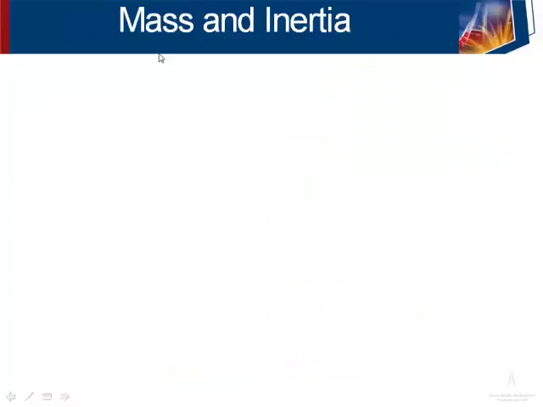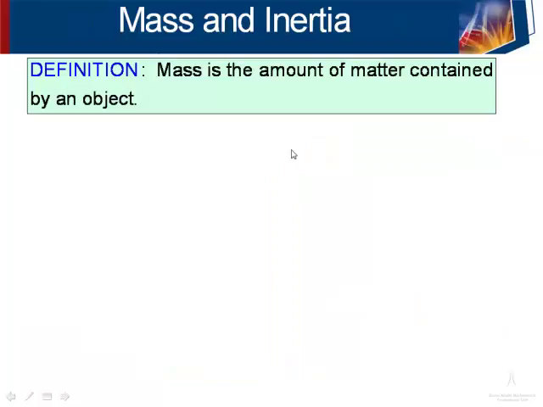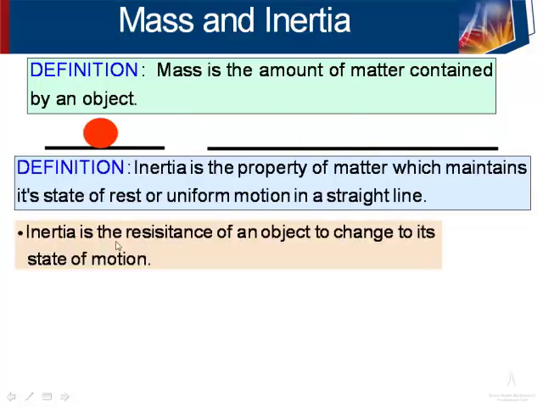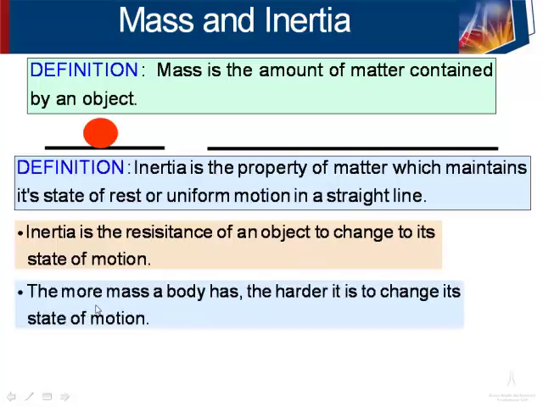Looking at the concepts of mass and inertia. Firstly, what is the definition for mass? Mass is the amount of matter contained by an object. Inertia is the property of matter which maintains its state of rest or uniform motion in a straight line. We're going to see inertia is therefore the resistance of an object to change its state of motion, and the more mass a body has, the harder it is to change its state of motion.